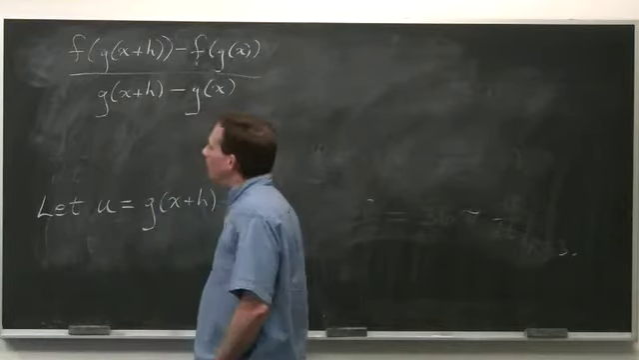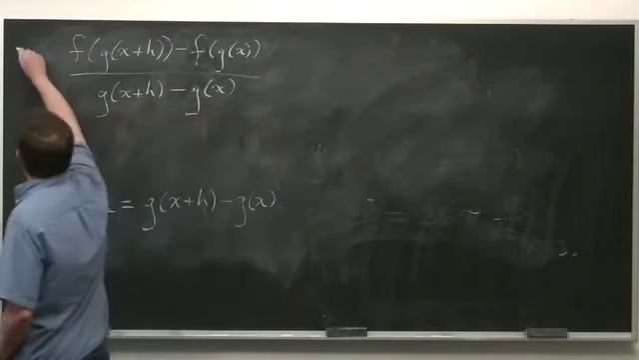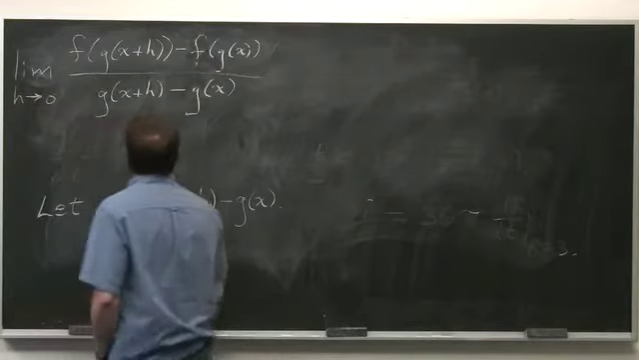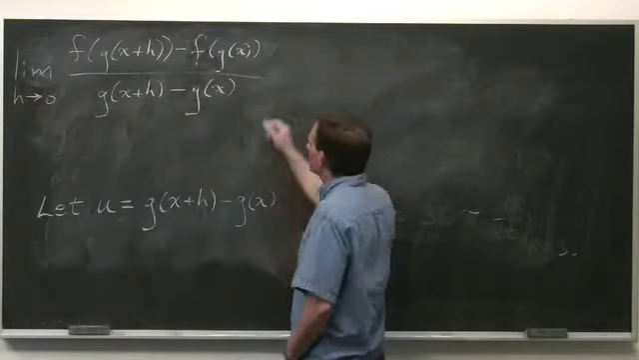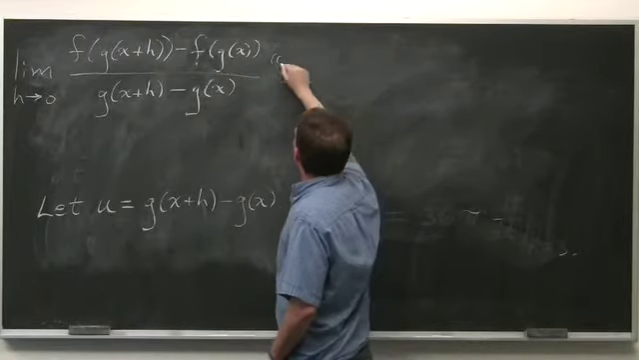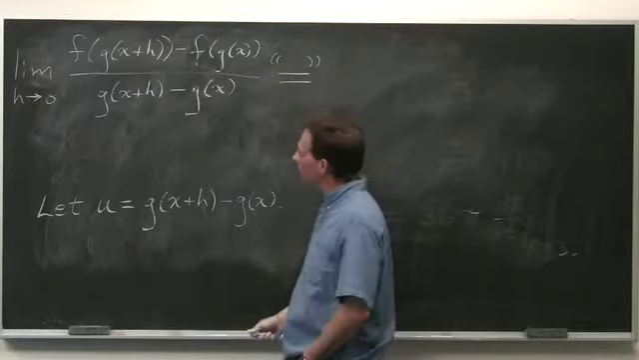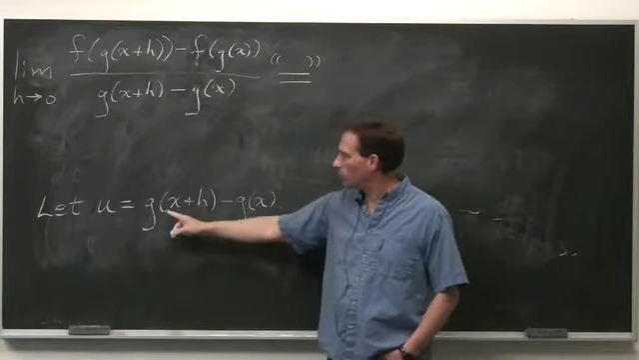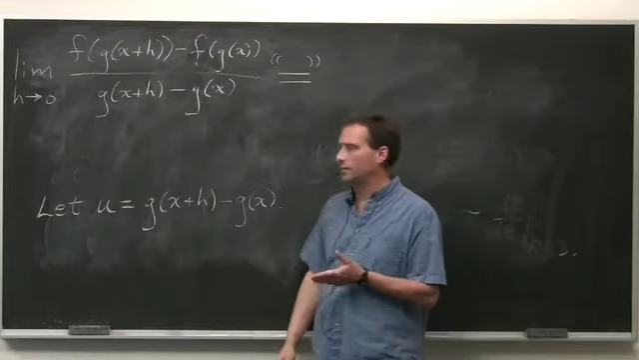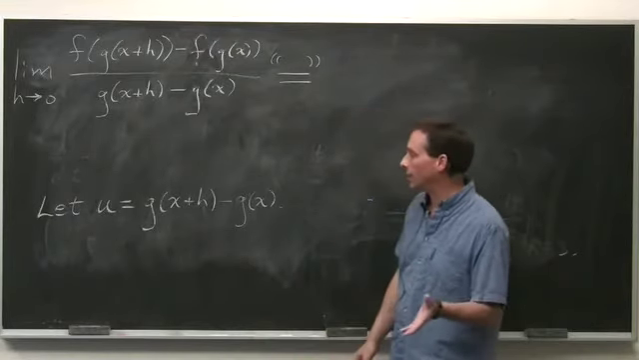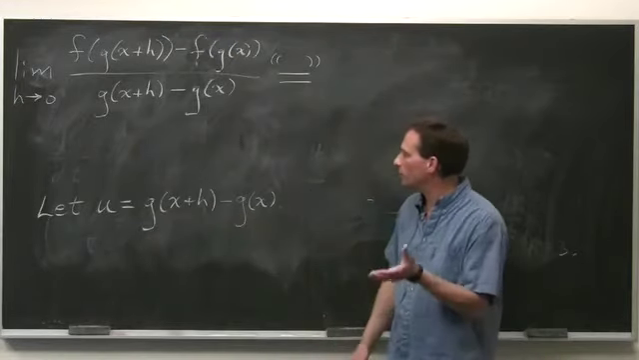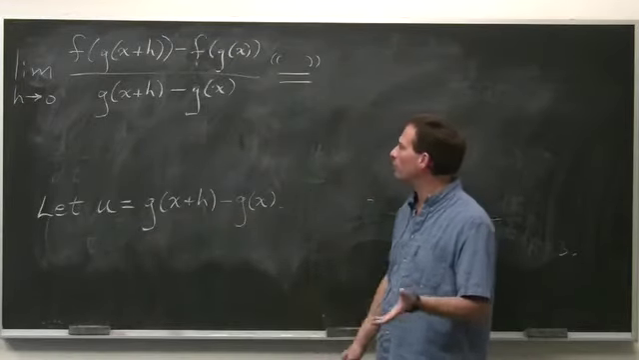Right? We're looking at this as h approaches 0. What happens? What happens is, as h approaches 0, well, g of x plus h approaches g of x, because g is continuous because it's differentiable at x. So as h approaches 0, g of x plus h approaches g of x, which means u approaches 0.